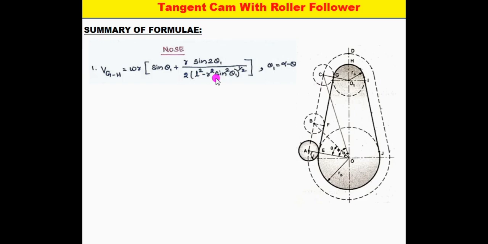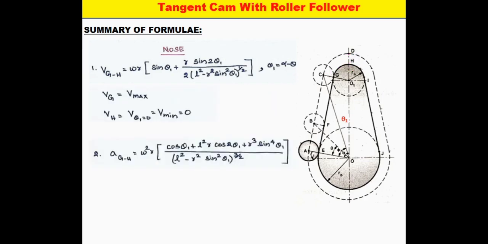This formula provides the velocity at any point in the nose between the points G and H, where theta 1 is the angle between the lines OO1 and OC, and theta 1 is measured from the line OO1. That means when the roller is at H, the theta 1 value is 0. Now substituting theta 1 equal to 0, we can get the velocity at H.